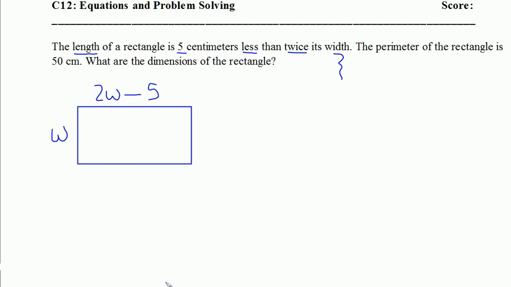We should understand that if this width is W, this width is also W, because rectangles have the same width distance on both sides. And if the top is 2W minus 5, the bottom is also 2W minus 5. So we're set up with our rectangle. All we need to do next is label the perimeter. It says the perimeter is 50 centimeters. So P is 50.